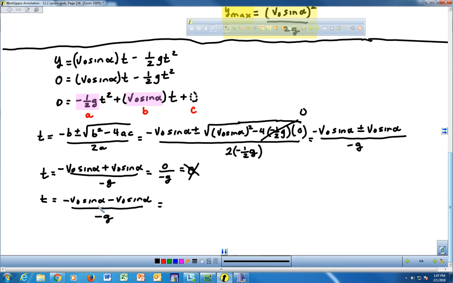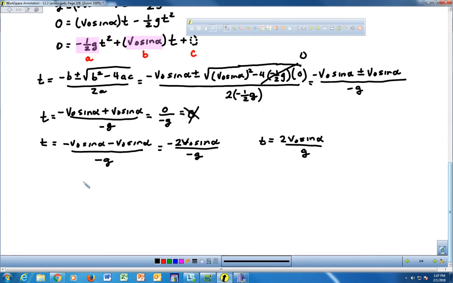Negative initial velocity sine of alpha minus initial velocity sine of alpha is negative 2 initial velocity sine of alpha divided by negative g. So the time that it takes to hit the ground, it's going to be negative over negative is positive, so twice the initial velocity times sine of alpha divided by the gravity. Okay? So this is the time that it's going to take to hit the ground.